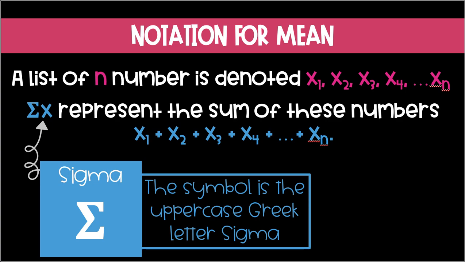Let's suppose you have a list of n values, and we're going to list these values as x1, x2, x3, x4, x5, all the way to x sub n. Each value is represented by an x with a subscript. We're going to use the symbol sigma, which is a Greek letter, to represent sum. And this is how we're going to write the sum of all of the x values. Summation of x, or sigma x, will represent the sum of all of those n values.